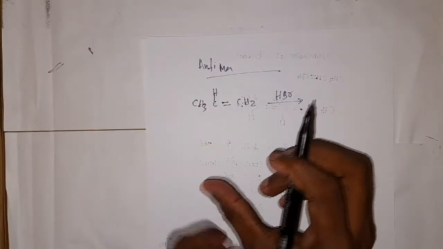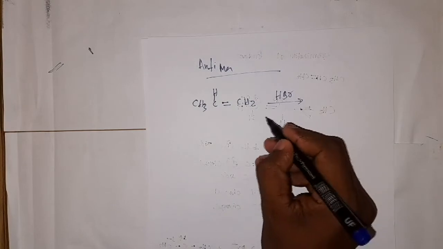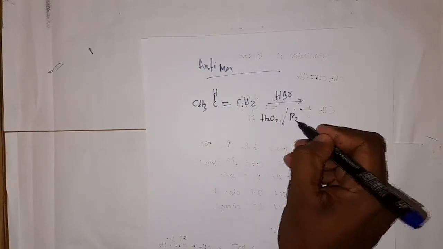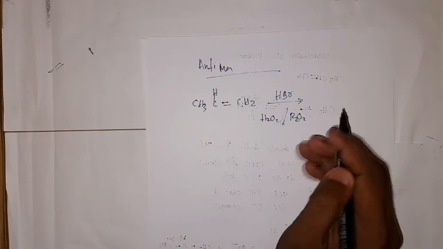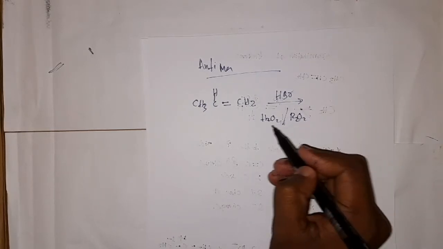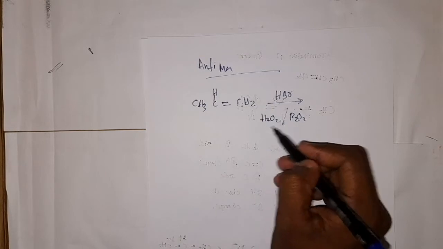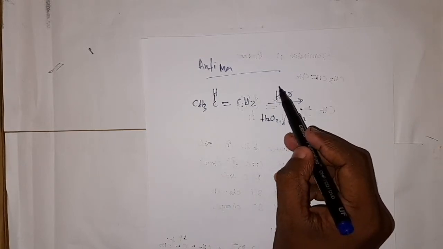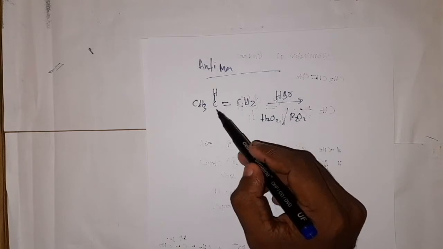So the anti-Markovnikov law says if there exists any type of peroxide media, peroxide means H2O2, or normally we call R2O2 also. This is called organic peroxide and this is hydrogen peroxide. In the presence of this type of peroxide, hydrogen should go to the side which has the less number of carbon.